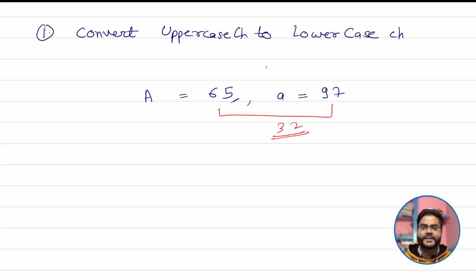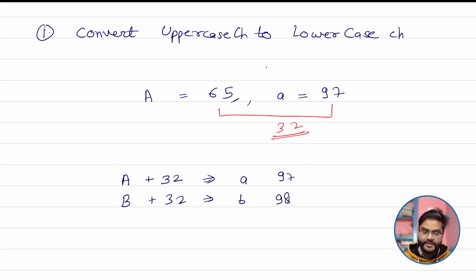So I hope you can guess what I'm going to do. If I take any uppercase character and add 32 to it, it will become my lowercase character. Now if I take capital B and add 32 to it, what will happen? It will convert into small b, right? So its value is 97, its value will be 98.